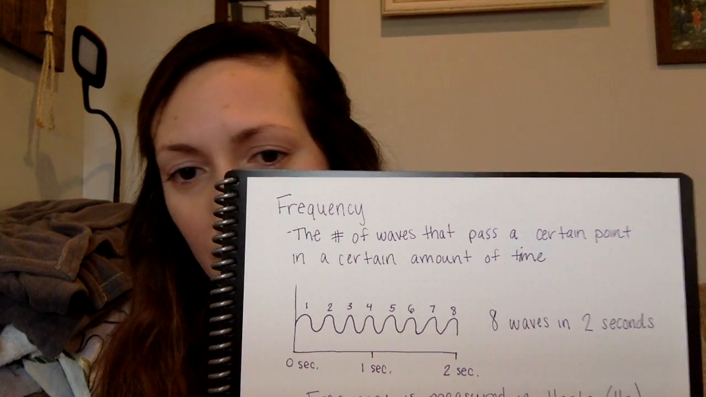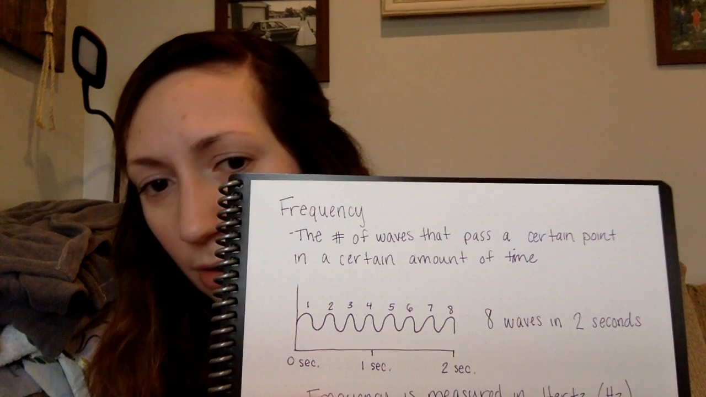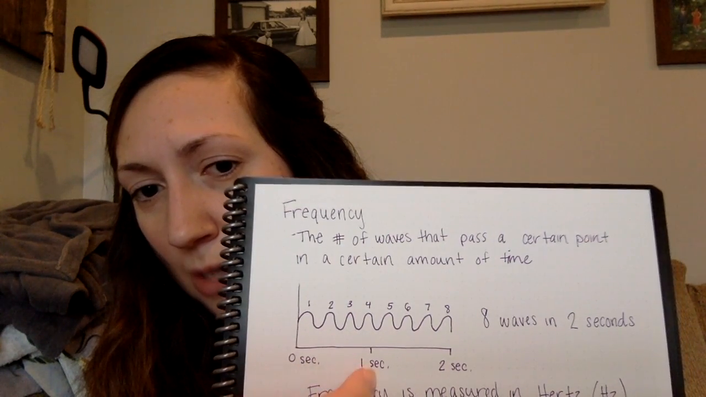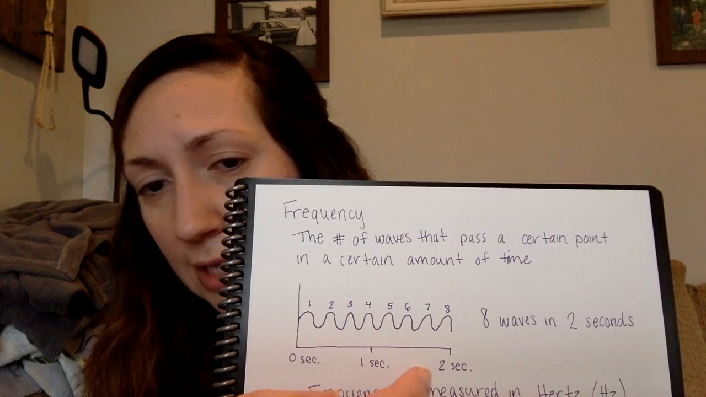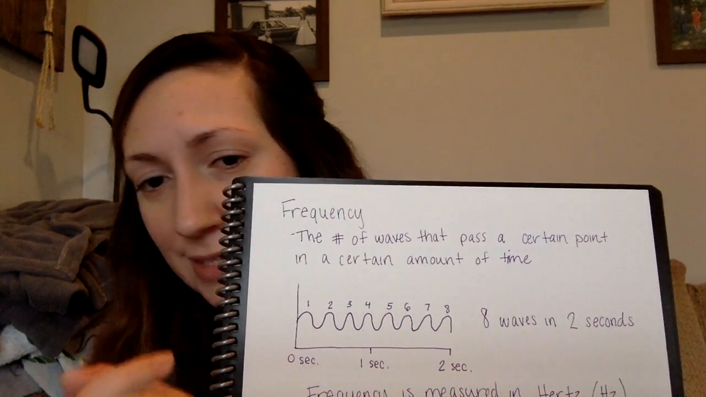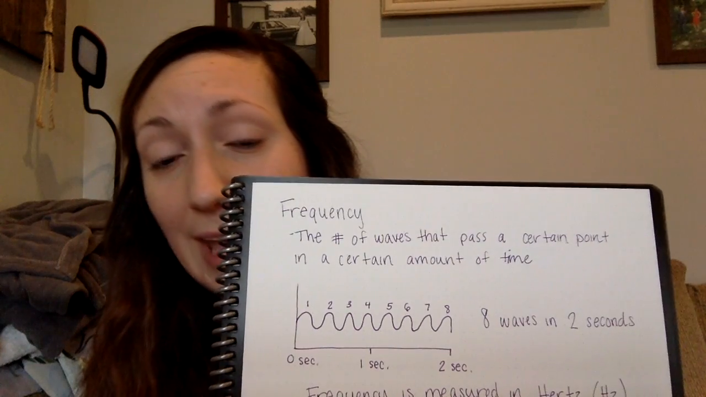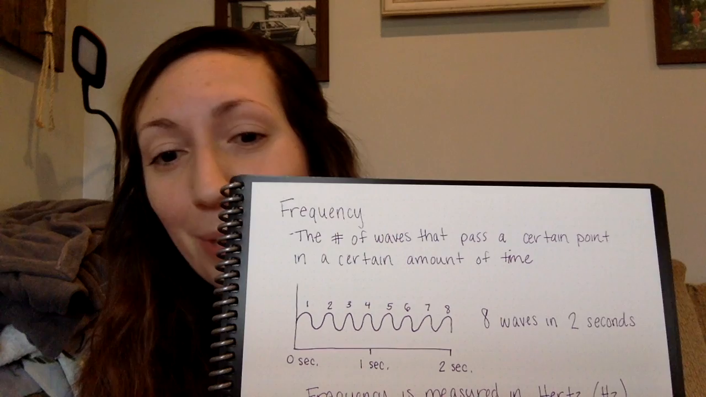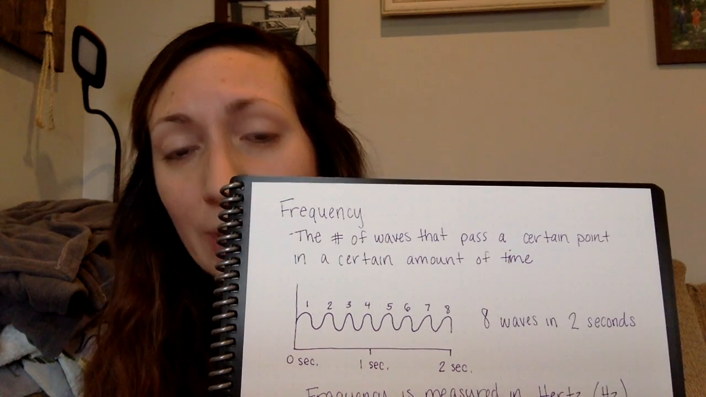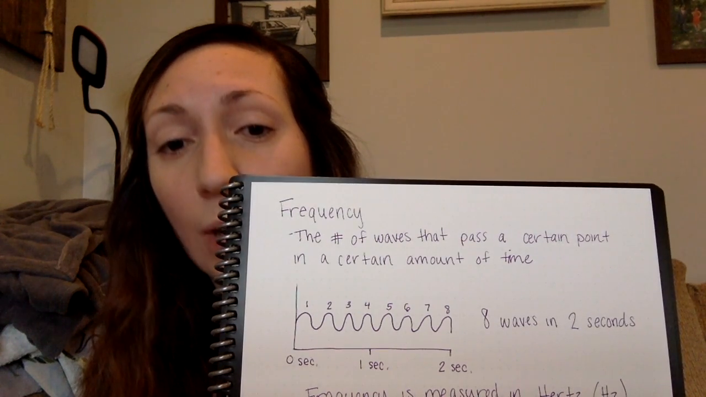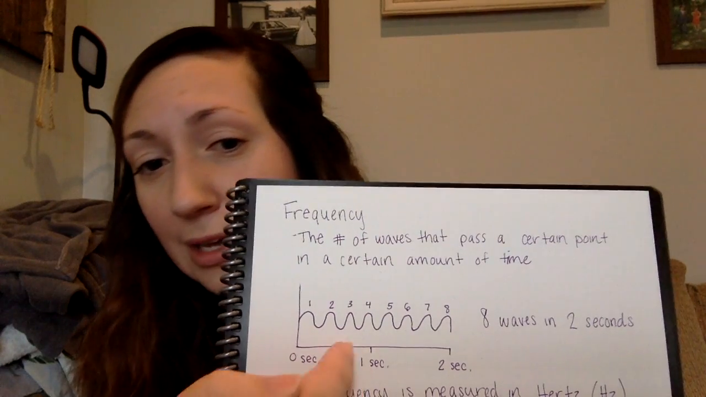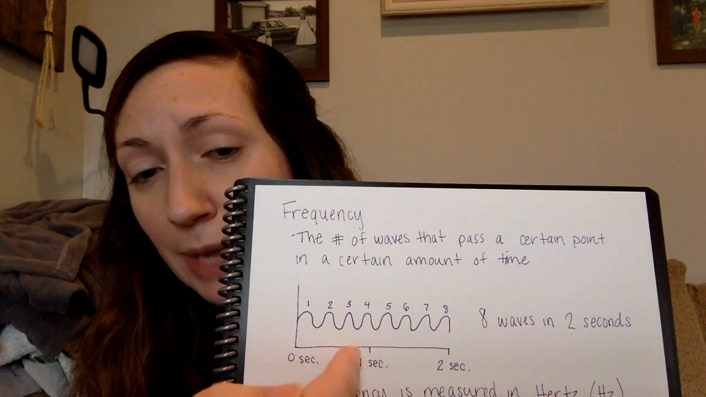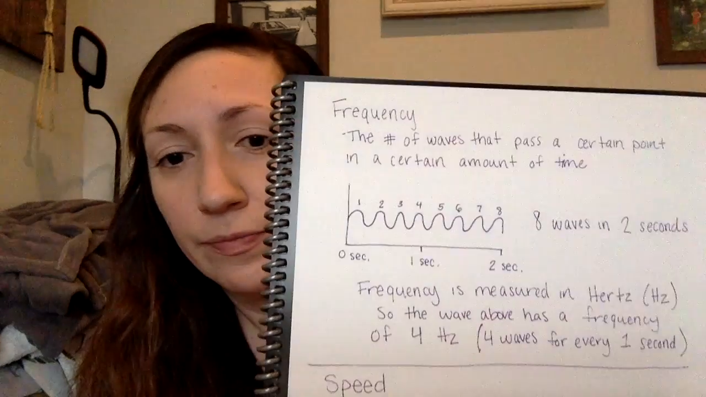And then I made this little graph here. I start with 0 seconds, I go to 1 second, and I go to 2 seconds. I drew my waves, and on this chart I have 8 waves passing in 2 seconds. But to figure out frequency, we want to know how many waves pass in 1 second. So I can count: 1, 2, 3, 4 waves passing in 1 second.